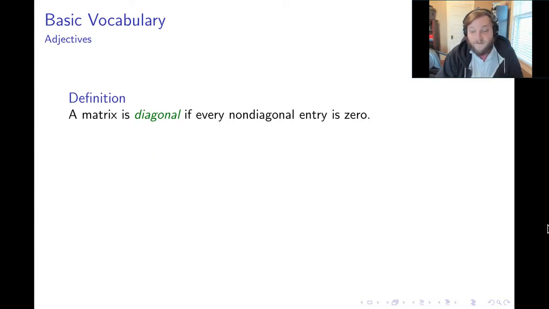Another adjective that turns out to be useful is the notion of a diagonal matrix. So we say that a matrix is diagonal if every non-diagonal entry is 0. If you think about upper triangular matrices, what we needed was only that everything below the diagonal was 0. If we think about lower triangular matrices, what we required was that everything above the diagonal was 0. Now if we enforce both of those conditions, what we're saying is that we don't care what's on the diagonal, but we want everything else to equal 0.